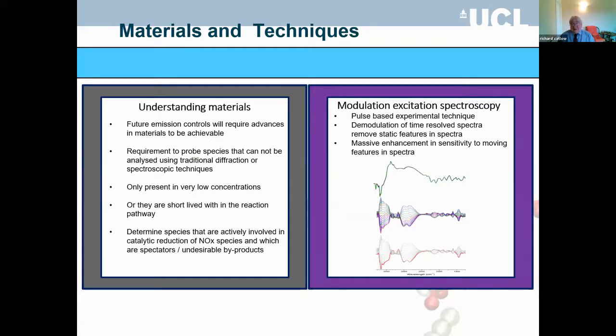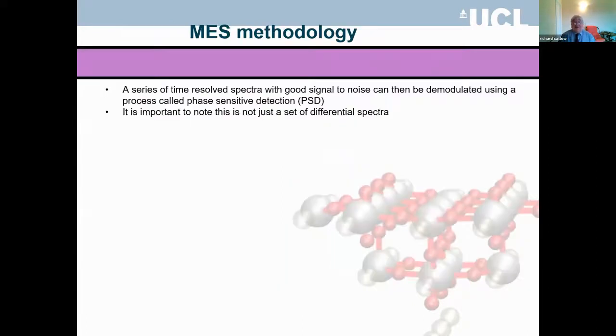But you can overcome that using this very interesting technique of modulation excitation spectroscopy. This is a pulsed experimental technique. So you pulse the reactants into the experimental setup and measure the spectrum. And then the demodulation of this time-resolved spectra removes all the static features and enhances the features that are changing when you pulse the reactants in. So it allows you to identify intermediates.